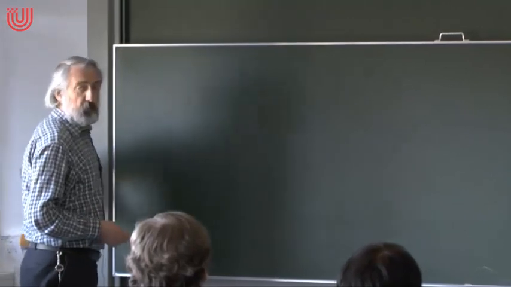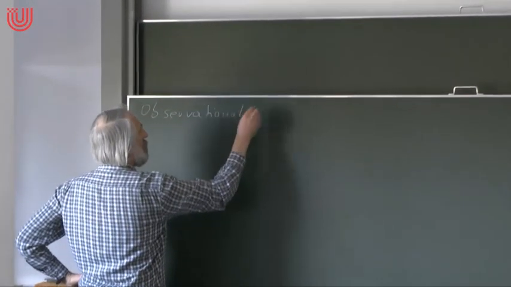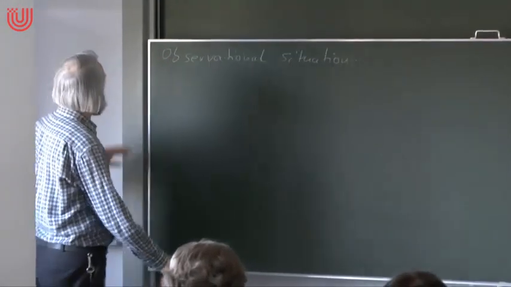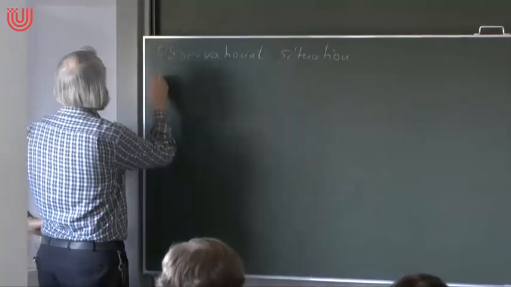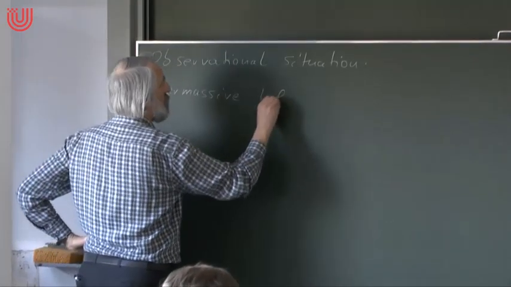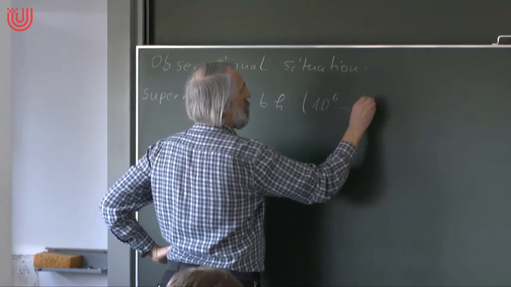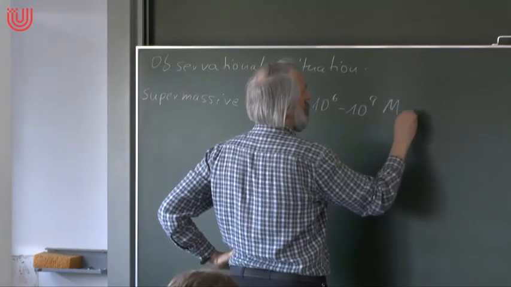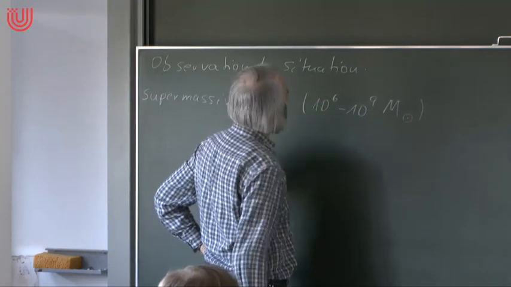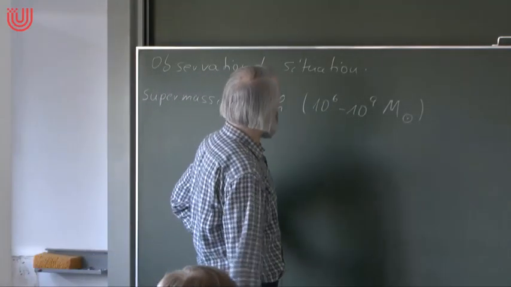We distinguish four classes of black holes. So let me write observational situation. We distinguish four classes of black holes and we classify them by their mass. So there are the so-called supermassive black holes. So this is something like 10 to the 6 to 10 to the 9 solar masses. Yeah, the symbol, the ring with a dot in the middle, that's a symbol for the sun. So this means a solar mass. And these so-called supermassive black holes have a million or maybe even a few billion solar masses.